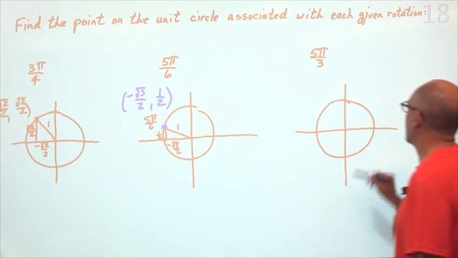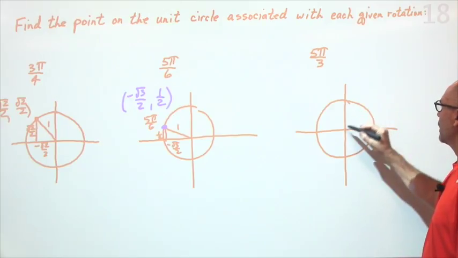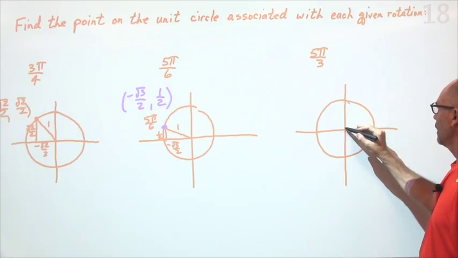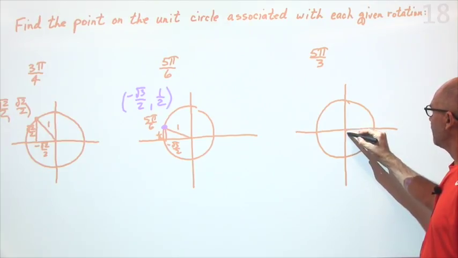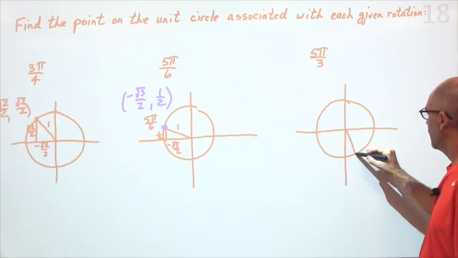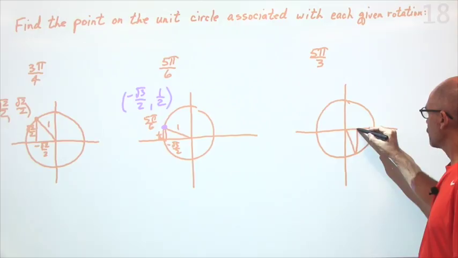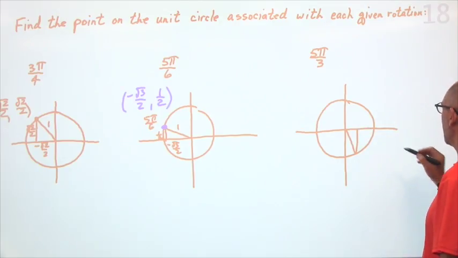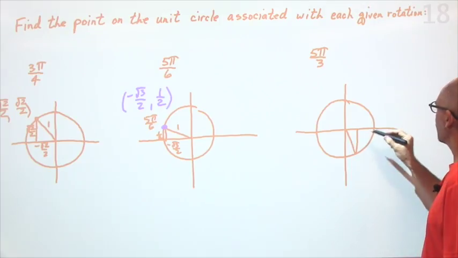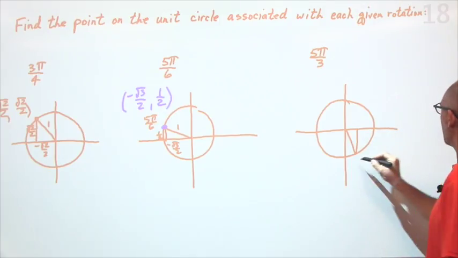Where's 5 pi over 3? Well, we have pi over 3, 2 pi over 3, 3 pi over 3, 4 pi over 3, and 5 pi over 3. We make our triangle with the nearest x-axis.